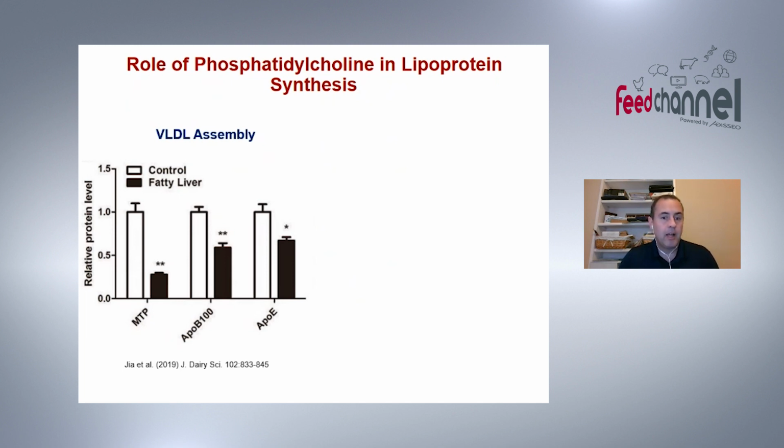Those are all apoproteins that are important for VLDL assembly and secretion. And this is a transfer protein that transfers triacylglycerols across cell membranes. And what they showed was that cows that developed fatty liver had smaller abundance of those important proteins for fatty acid or triacylglycerol metabolism within the hepatic tissue.